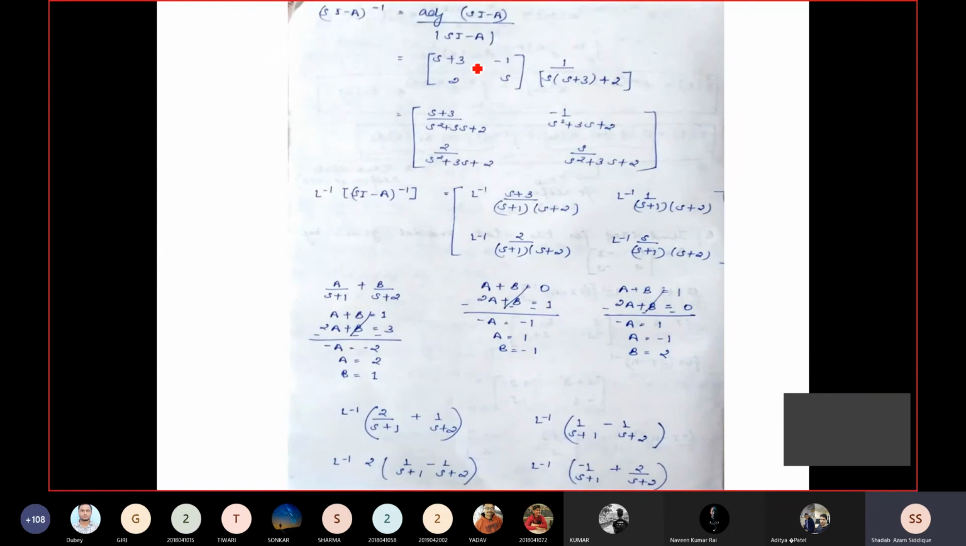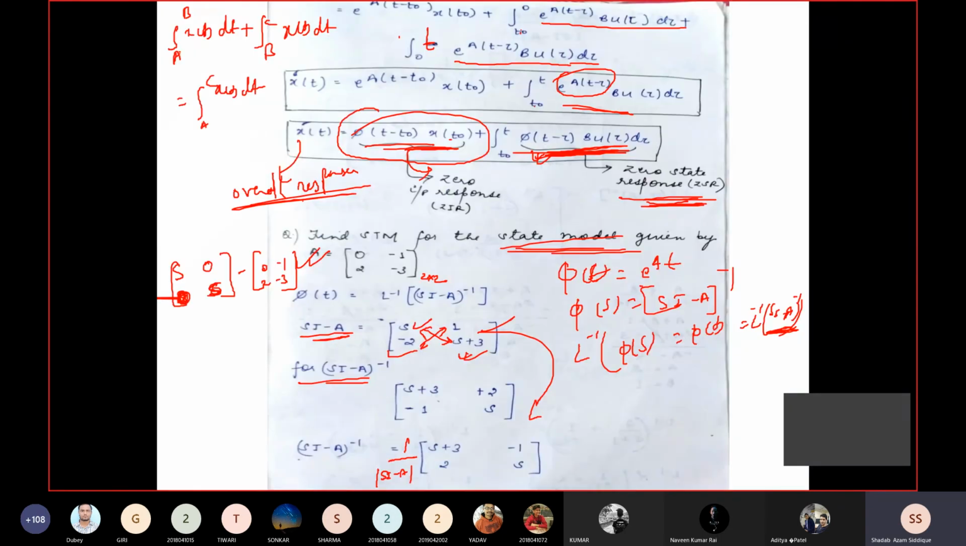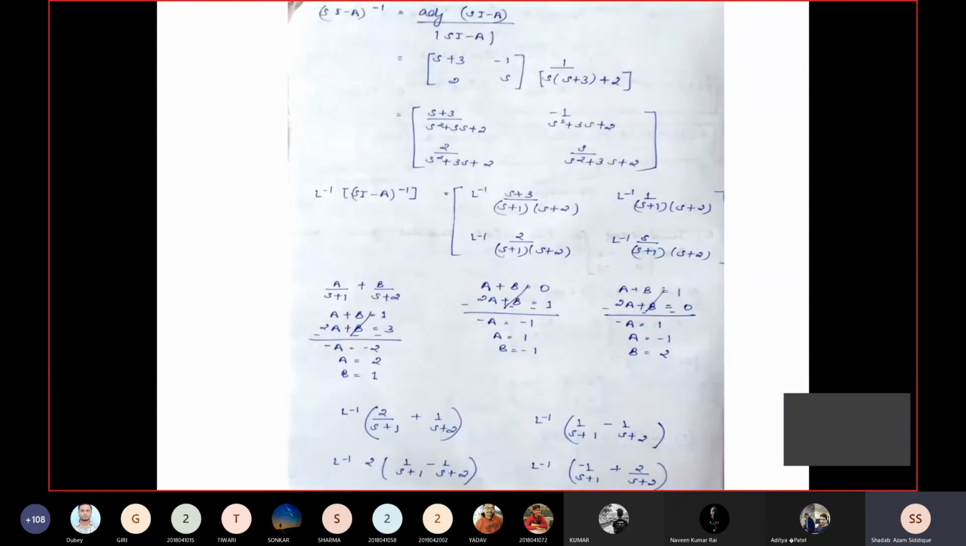So what should be the adjoint? The adjoint is this one. What should be the determinant? The determinant of that one, not the adjoint's determinant. The determinant of this matrix. You should find the determinant of this matrix. So what should be s into s plus 3, s into s plus 3 minus of minus 2. So plus. So s into s plus 3 plus 2.